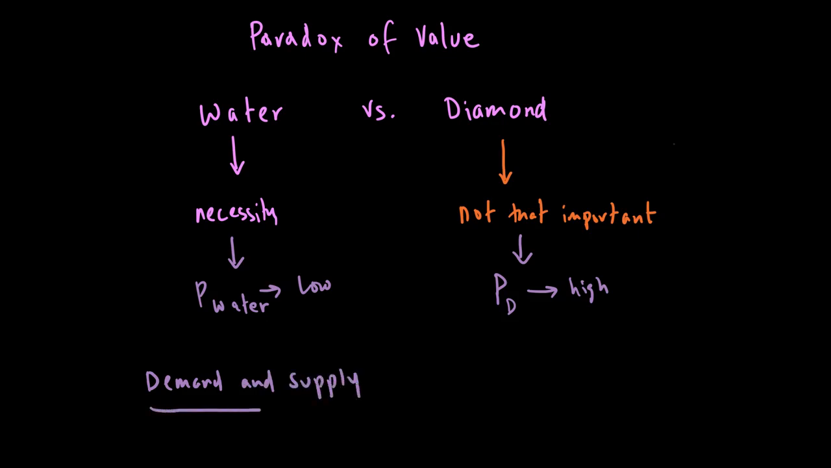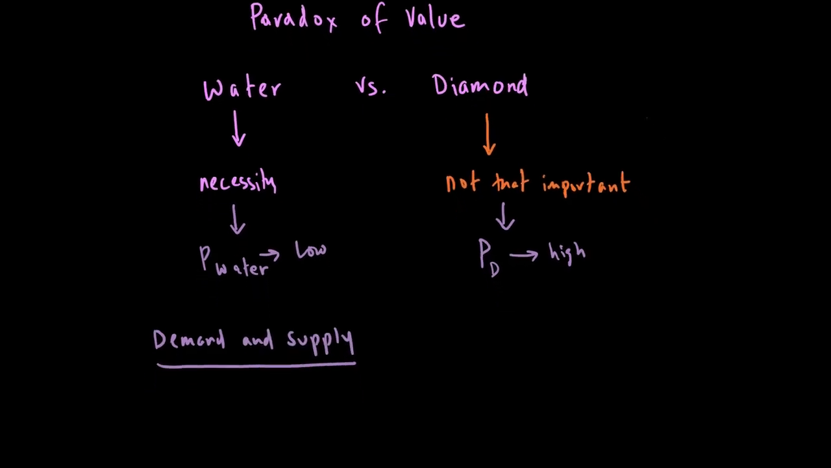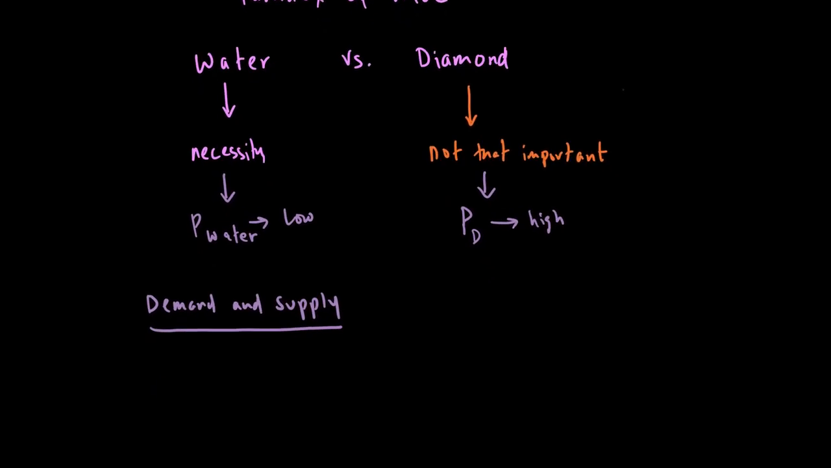Look at diamond, for example. Right now, the reason why diamonds are very, very expensive is that they are very rare. And the fact that they're rare means the supply is limited. And that in turn results in us consuming less of it.